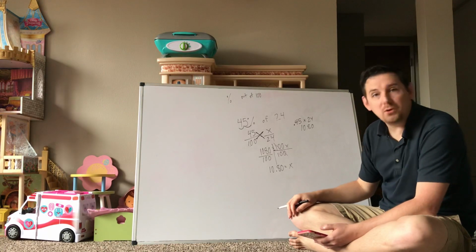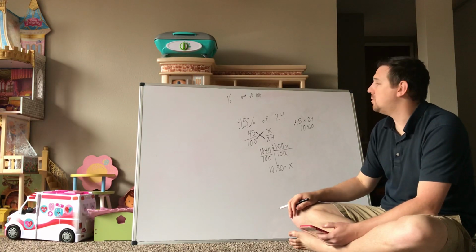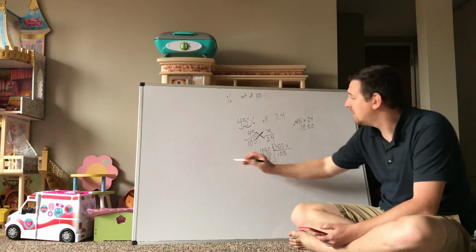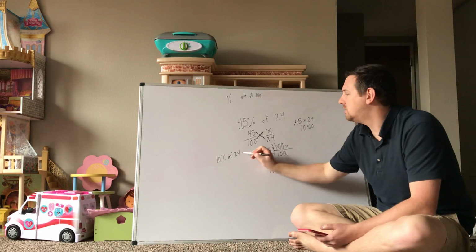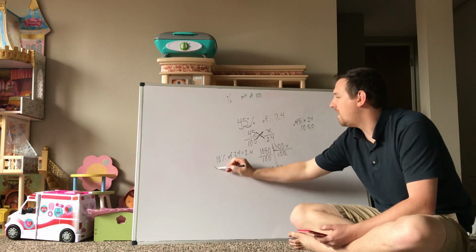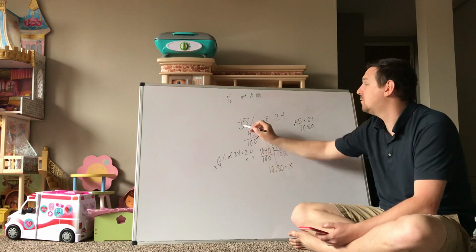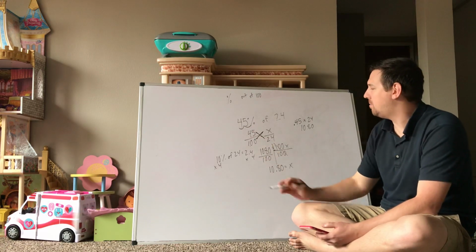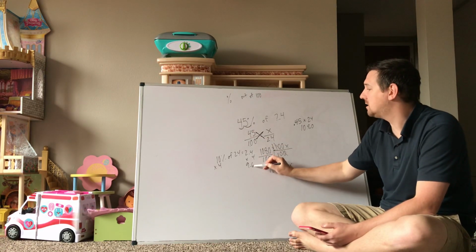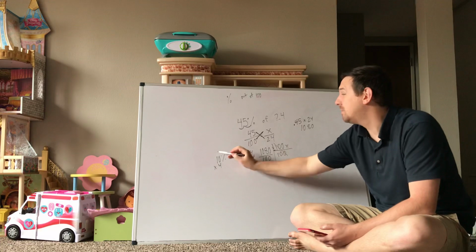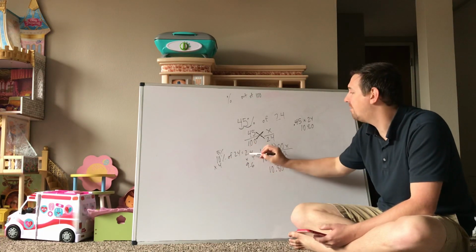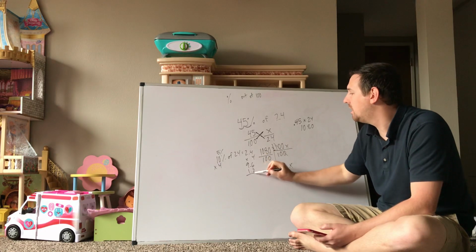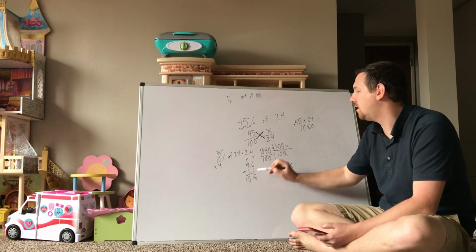A third way you could do this is 10% like mental math. 10% of 24 is 2.4. We have 4 of those because it's 40%. That would be 9.6, plus another 5%. 5% is half of 10%, so half of that would be 1.2. And guess what? There's your 10.8.